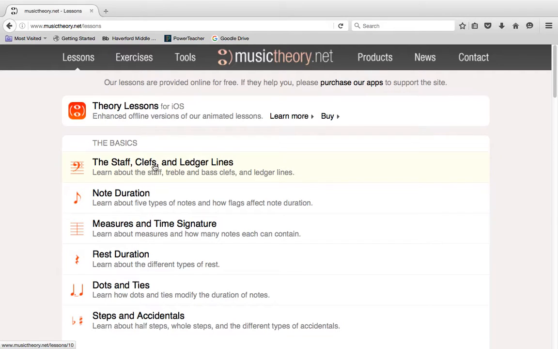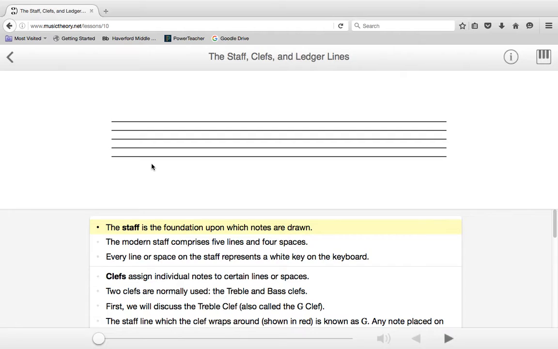If you click on the staff, clefs, and ledger lines, the lesson will pop up for you. This is the exact lesson that I would use in class. So if for some reason you were absent, or if you wanted to review the notes more after we've already learned it, this will be the place to go because this is the exact lesson that I'm teaching. So as you can see, highlighted down on the bottom is the introduction and kind of the step-by-step lessons for you.